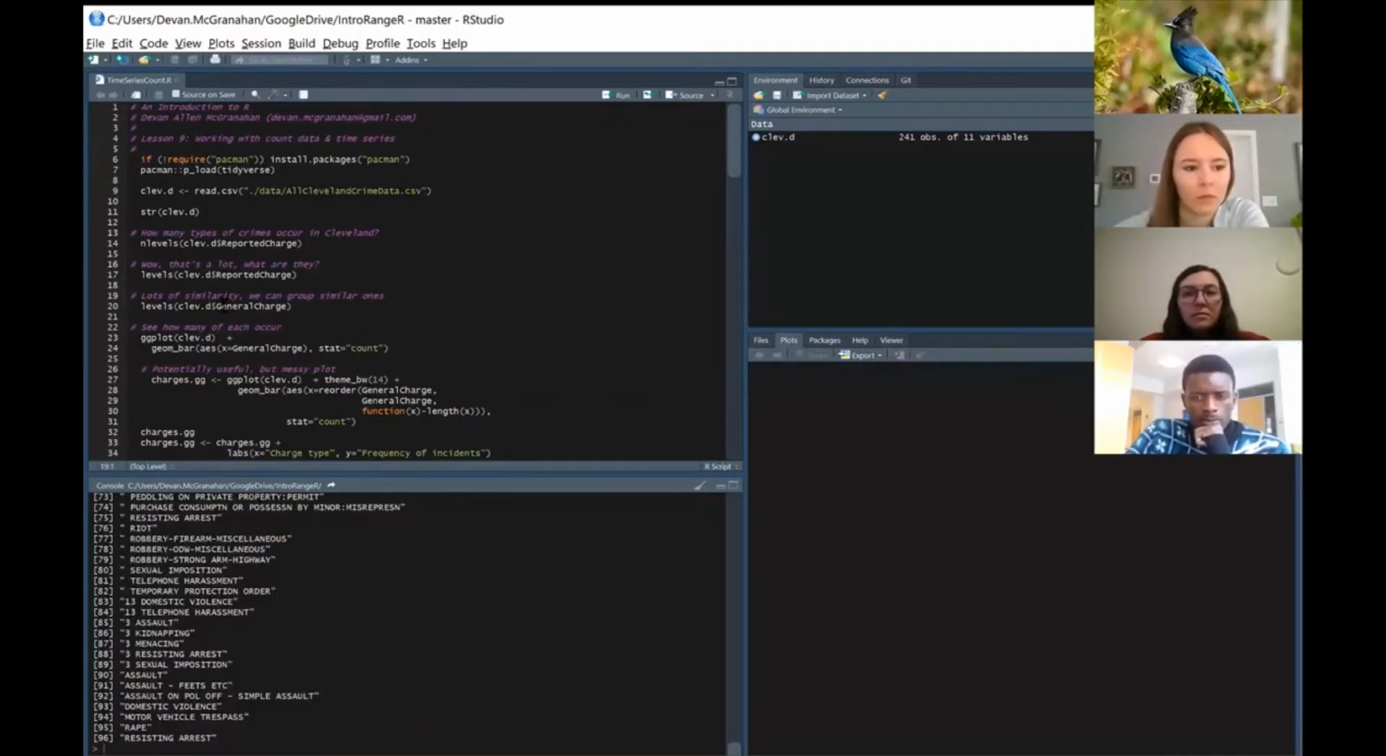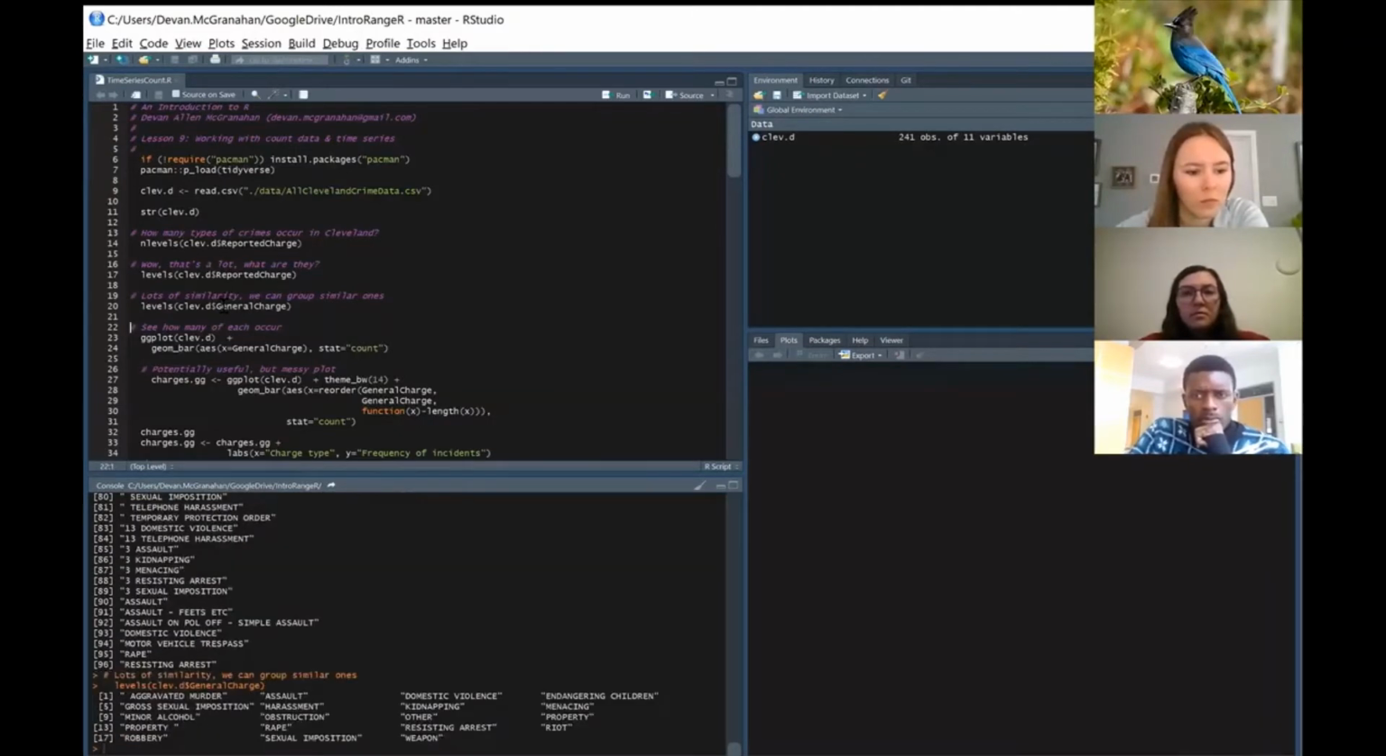Then we went and put them into some general categories. It looks like there are about 19 or 20 of these. You can see aggravated murder, assault, domestic violence, kidnapping, weapon. I don't know if that's being a weapon or having a weapon, but anyway, you can see what all these different types of charges are.